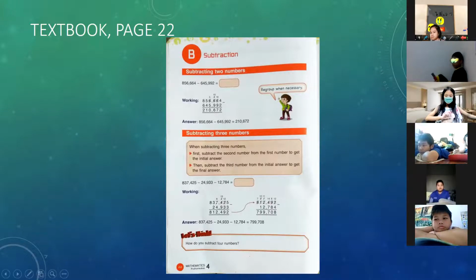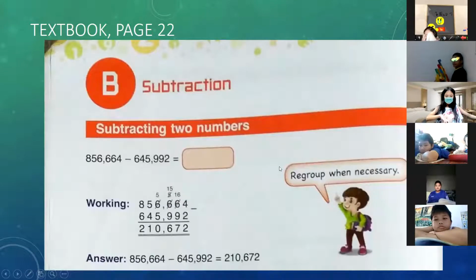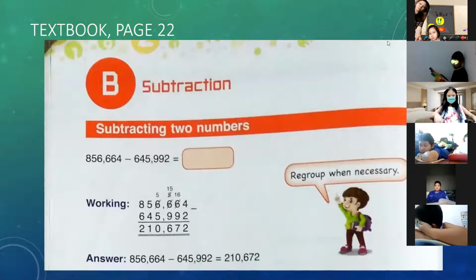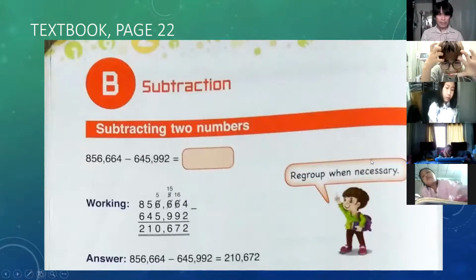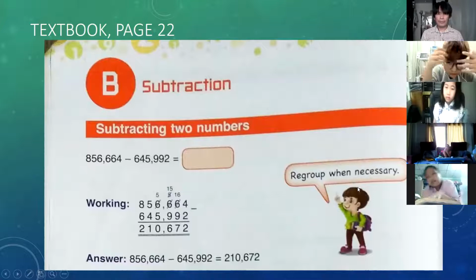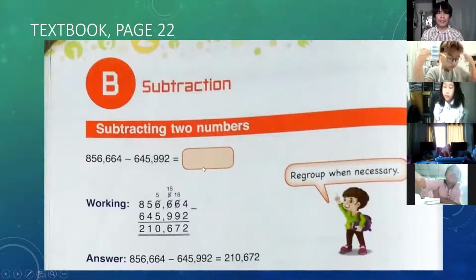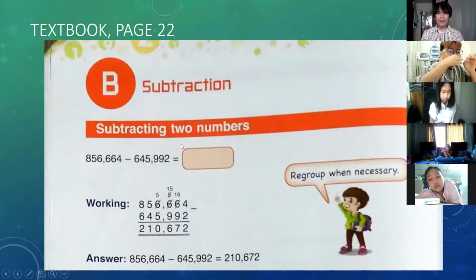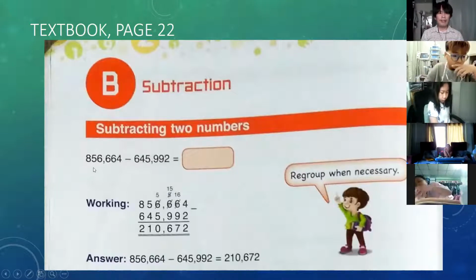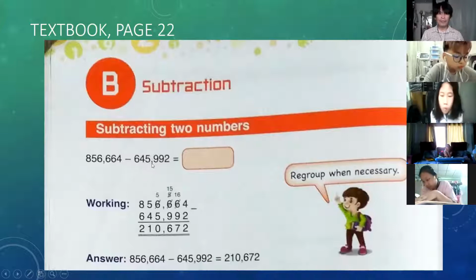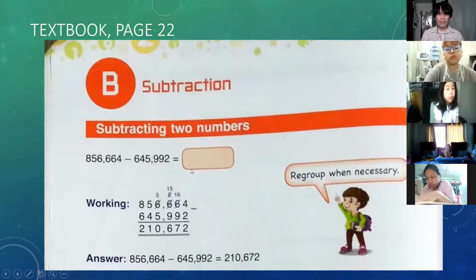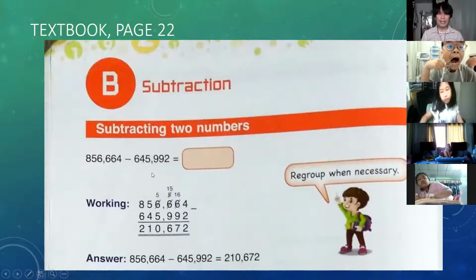Okay, so let's do the subtraction with regrouping. Write in the book. The first number sentence is 856,664 minus 645,992 equals blank. So this is the number sentence.